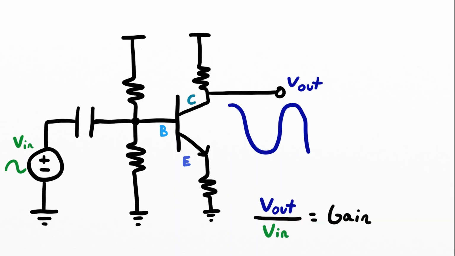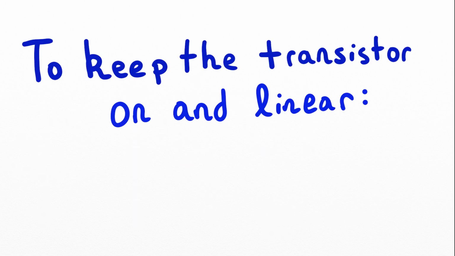Hello and welcome to the second episode in this video series on the common emitter transistor amplifier. In the first video we went over some high-level concepts, and now we're going to get into more details of how we can keep our transistor on and linear.